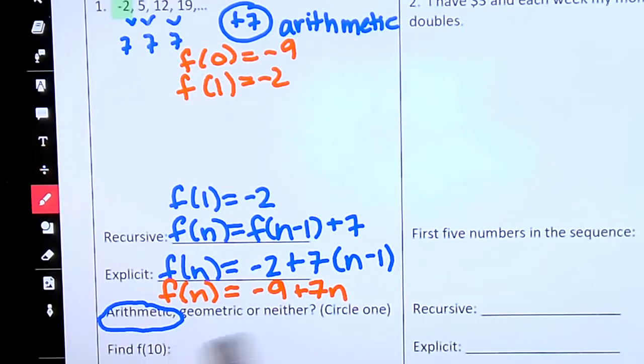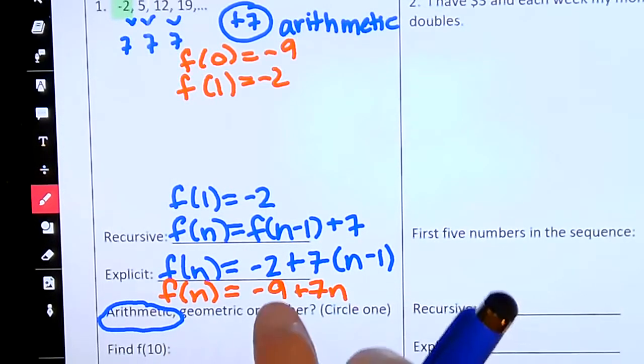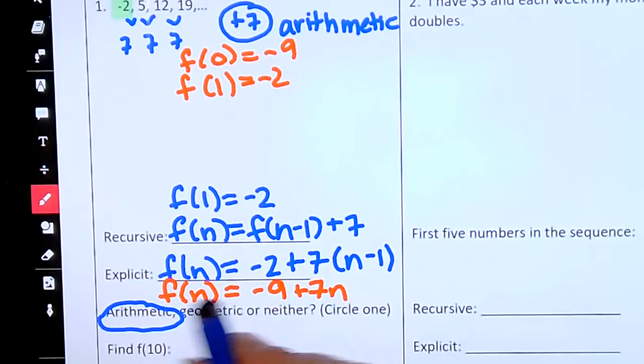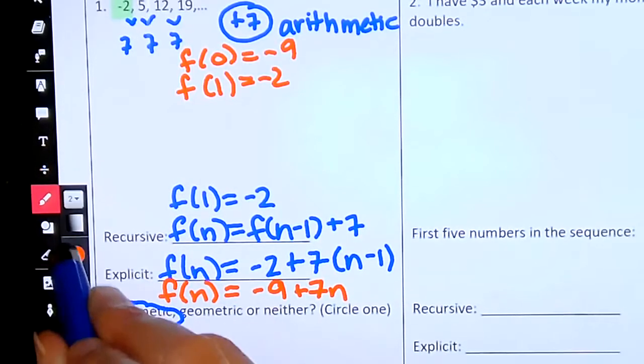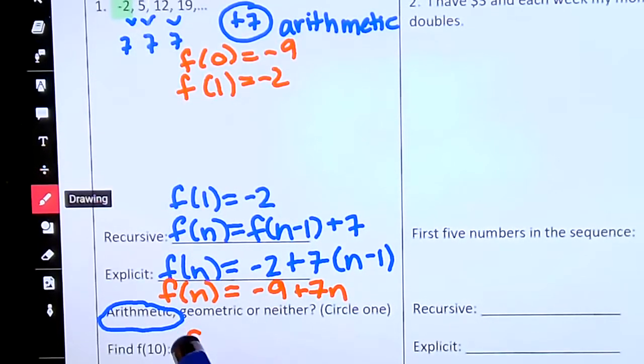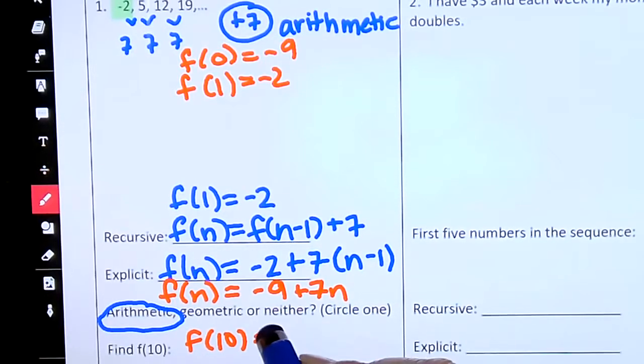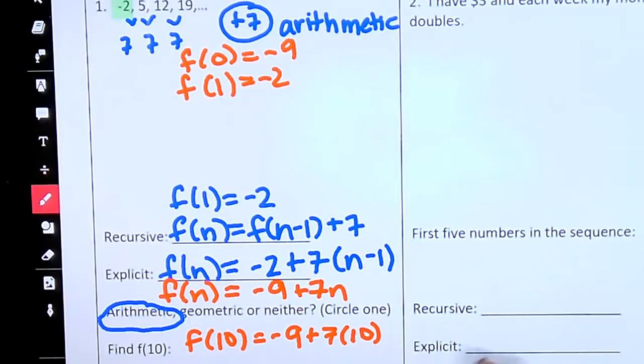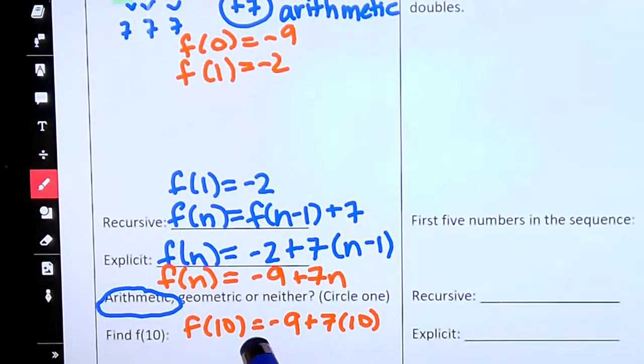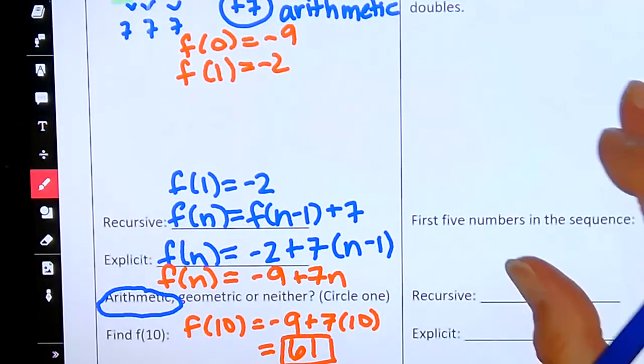When they want us to find f of 10, that means we're literally going to put 10 into the equation. Let me put it into the red one. If I'm going to work out f of 10, which means the 10th term, I'm going to go -9 plus 7 times 10. I get 70 plus -9, which is 61. And that is my f of 10.